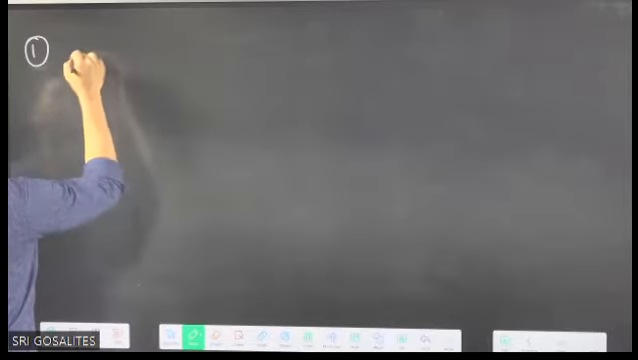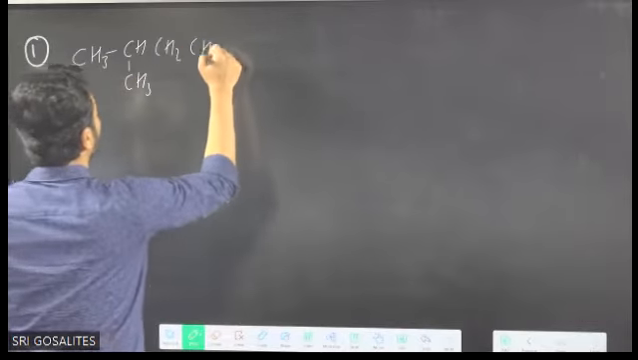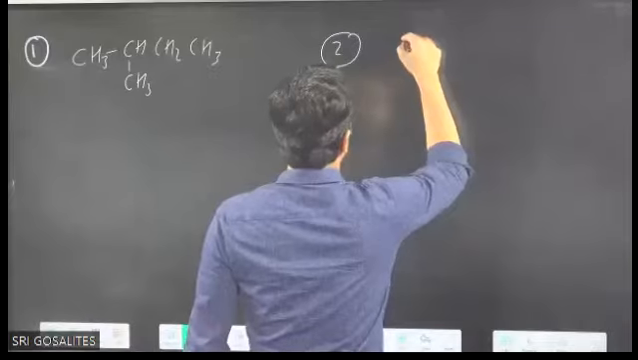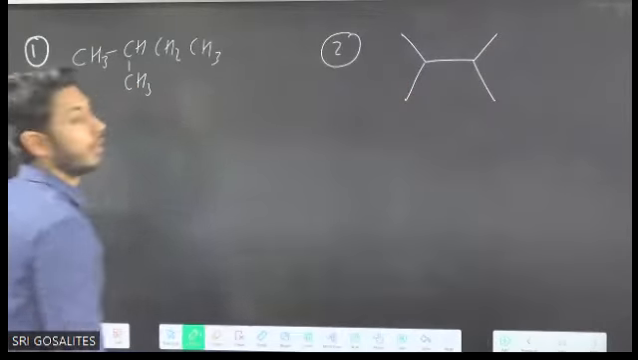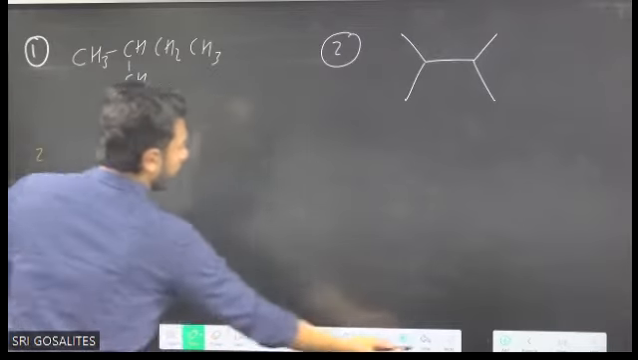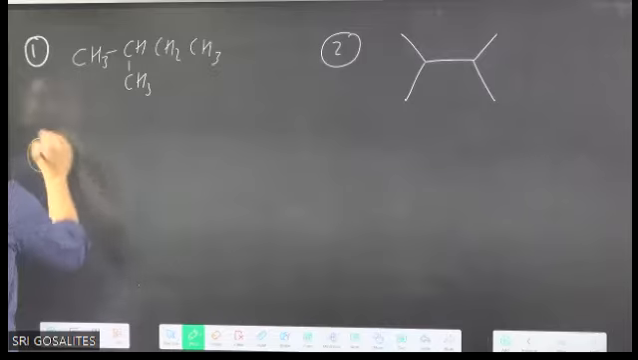First example was given with proper carbon chain. The other example is with condensed form. Sorry, bond line notation. Now in example number 1, we have already done 7 simple examples.